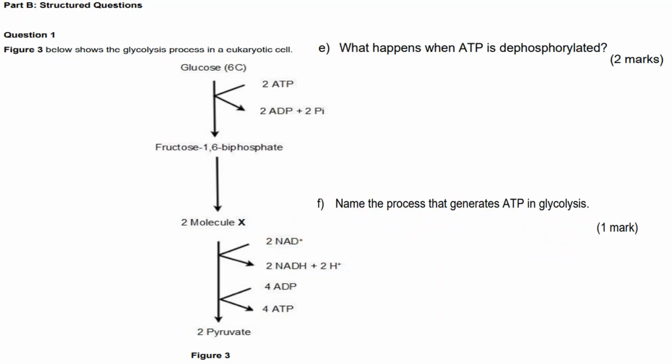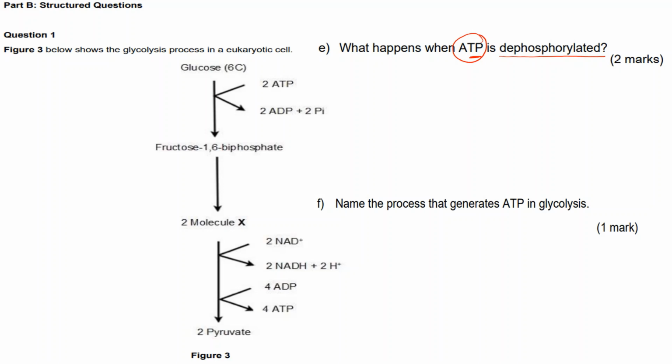Question E. What happens when ATP is dephosphorylated? So you have to understand what is dephosphorylated. Dephosphorylated means that the substrate or the molecule loses a phosphate group. In this case, the molecule is ATP. ATP stands for adenosine triphosphate. The molecule has 3 phosphates. So the ATP molecule will lose its third phosphate.